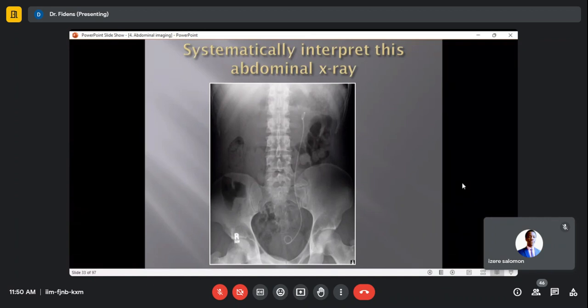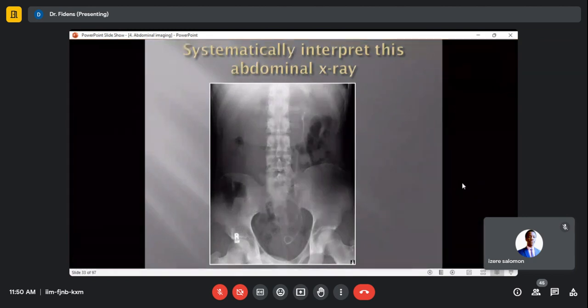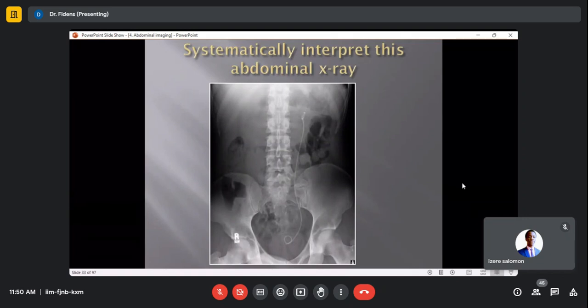When you have a plain abdominal radiograph in front of you, it's better to familiarize yourself and talk about radiograph, not X-ray. The first thing is identification. That's number one. Write identification in your notebook. In identification, we know what to look for, and you know the value of identification.